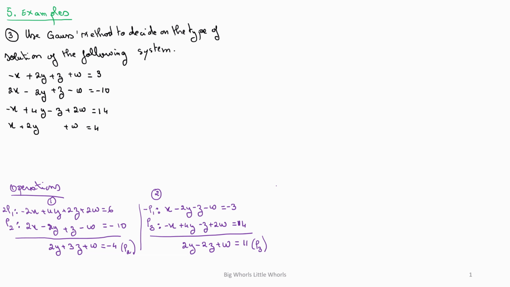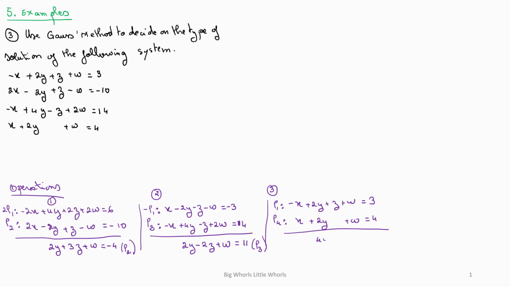Is that okay? And let me do the third operation here. I'm going to use the minus x in row 1 to eliminate the x in row 4. Okay, so I don't have to do anything to row 1, so I have to recopy row 1. We have minus x plus 2y plus z plus w equals 3, and row 4 equals x plus 2y plus w equals 4.